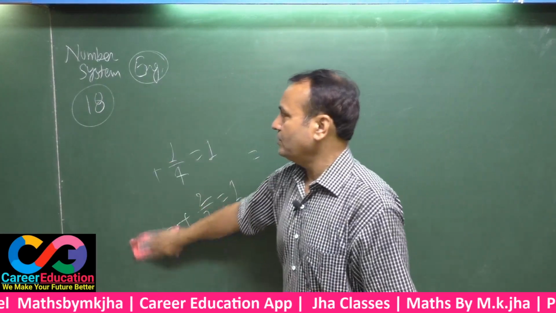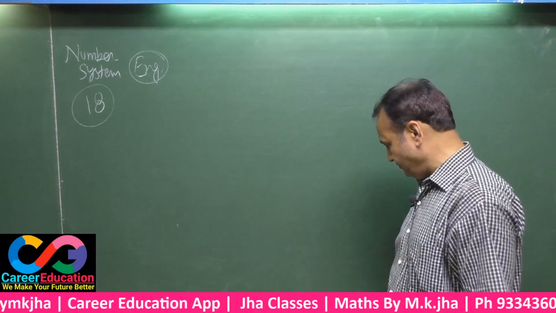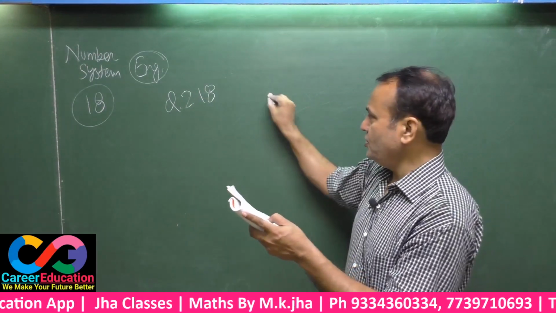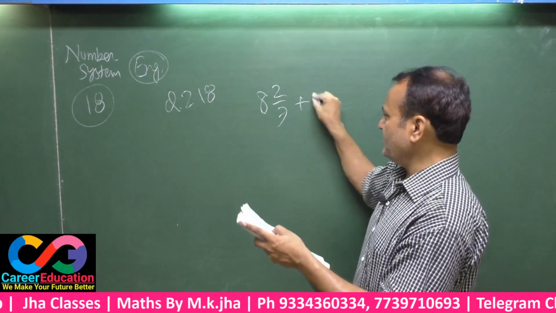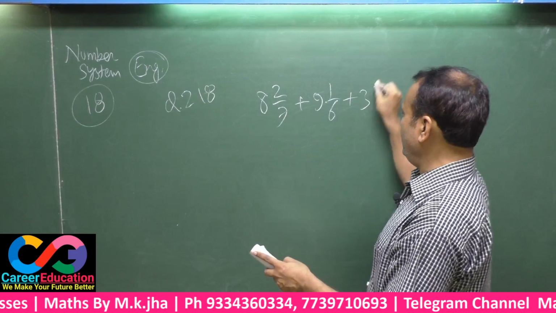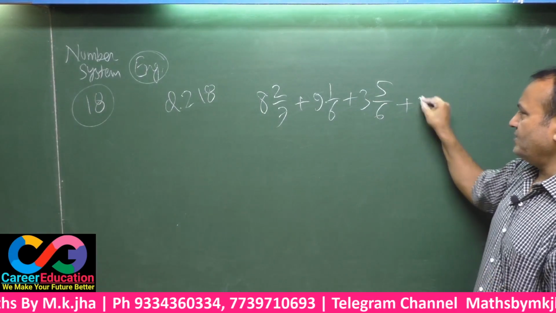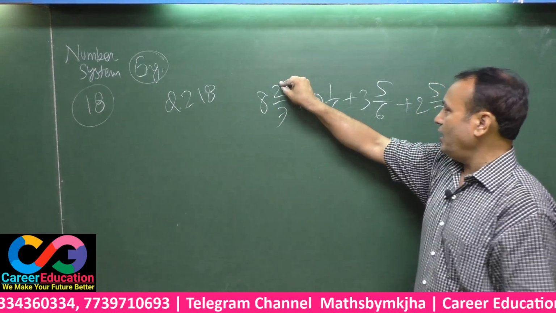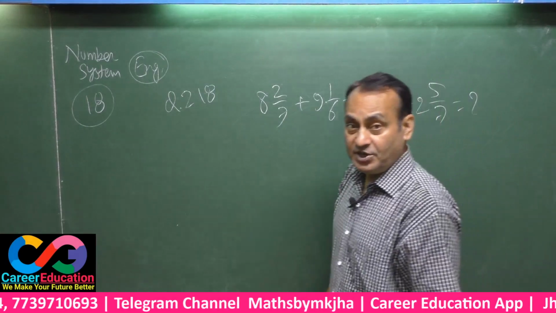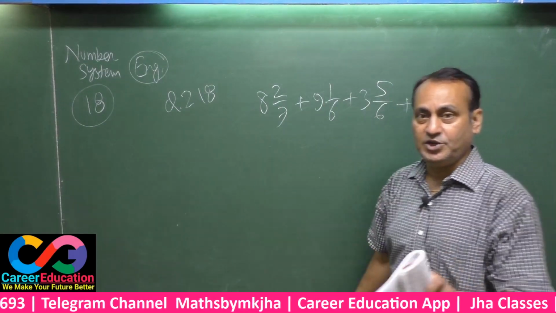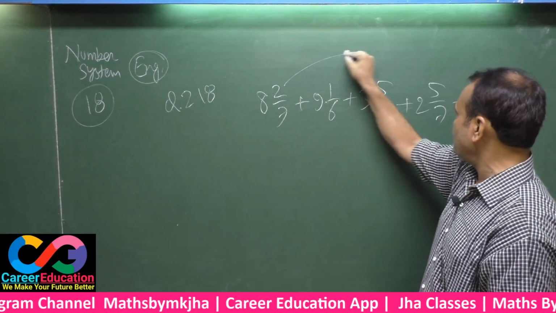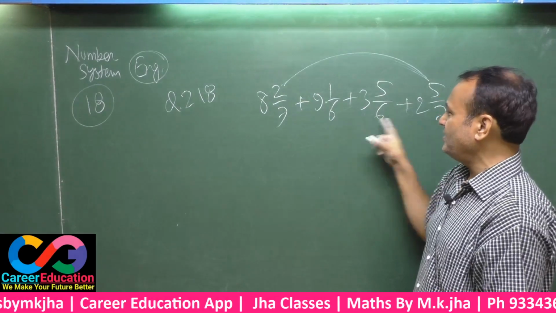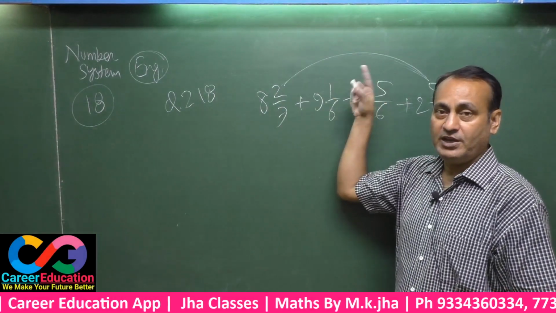Now come to question number 218. See here, this is 8 2/7 plus 9 1/6 plus 3 5/6 plus 2 5/7. In such type of questions we have to watch here, is there any possibility of making one? See here, this is based upon that condition. 2 by 7 plus the difference 5 by 7. That means after addition these two will give you only 1.